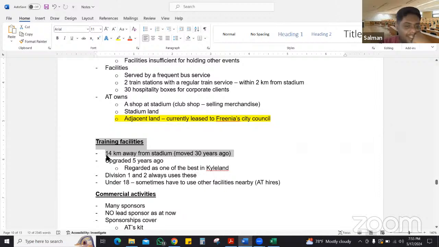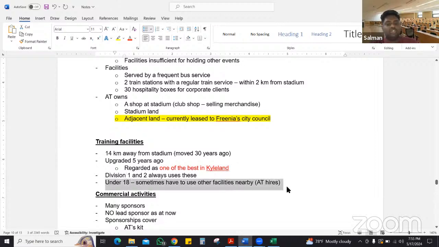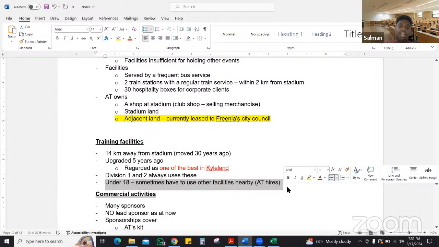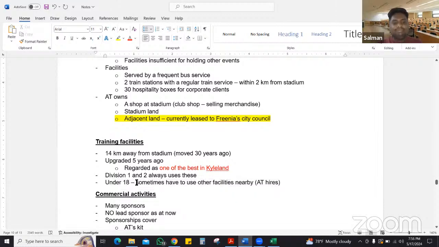Right. So this 14-kilometer distant training facility was started 30 years ago, and it was upgraded 5 years ago. It is regarded as one of the best in Kyle. So here they have invested capital expenses. They have invested sufficiently for its players. Division 1 and 2 always use this. Under 18 sometimes have to use other facilities. The good thing is they have invested in the facility and it is properly utilized by the players. The challenge is the under 18 team doesn't have frequent access to one of the best training facilities.